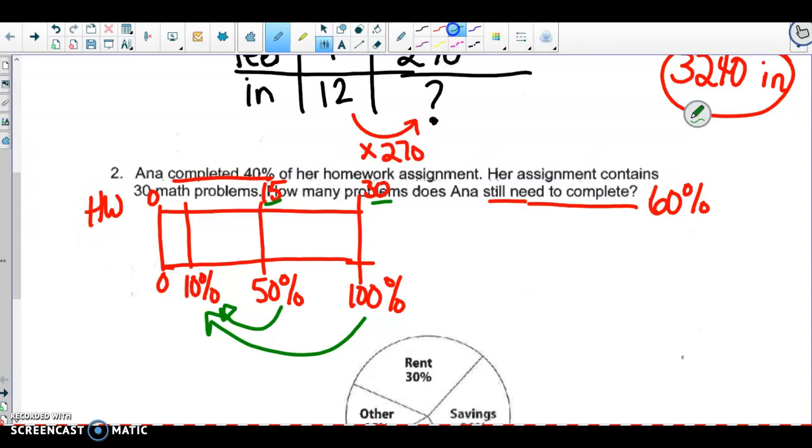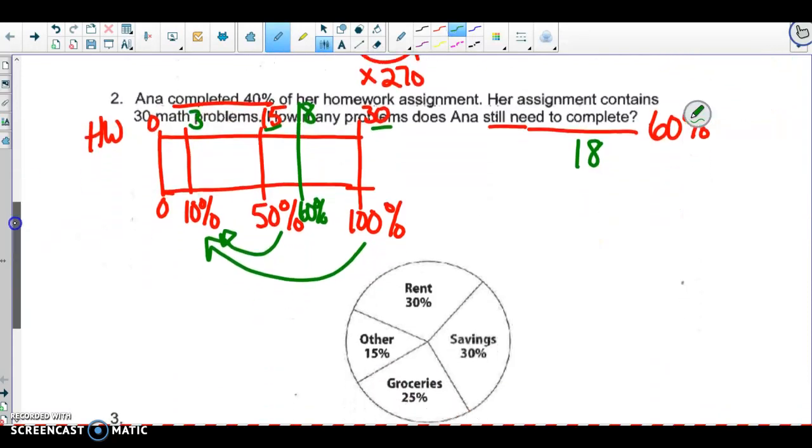30 divided by 10 is 3. 15 divided by 5 is 3. So 10% is 3. So to get 60%, I know that's over a little bit. 15 and 3 would be 18 problems. So that's one way to solve it. She still needs to complete 18 of those problems. Okay. You might have set it up in a chart instead, and that works great too.